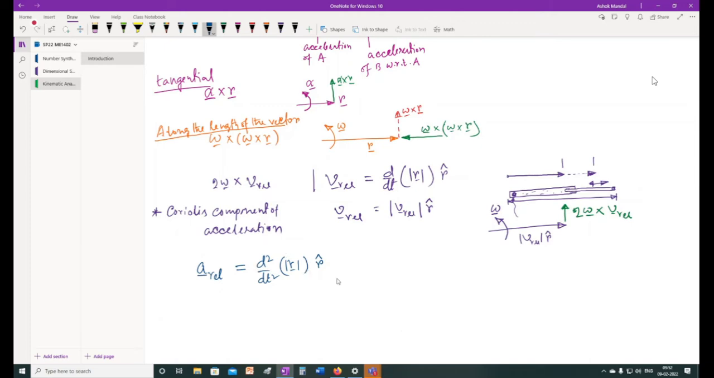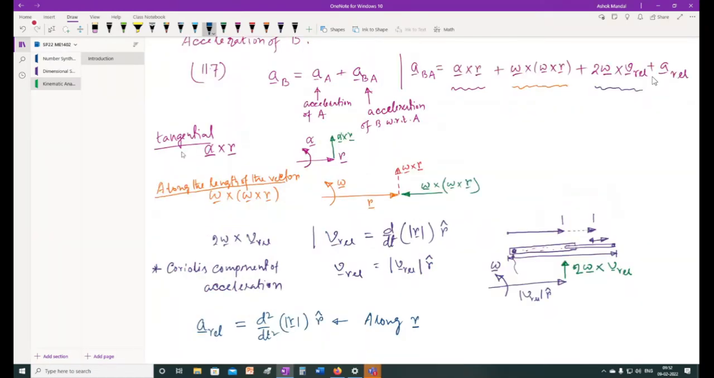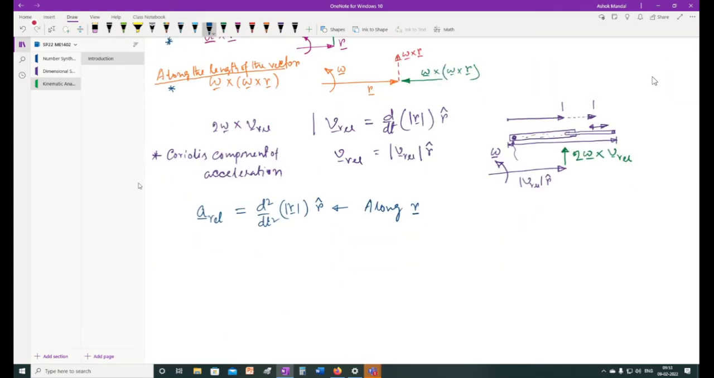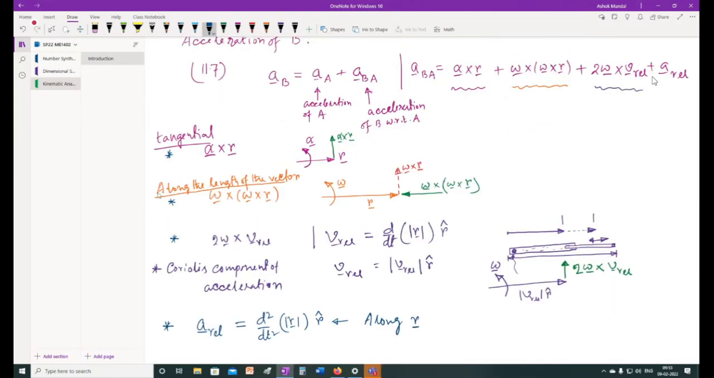What is the direction of this relative acceleration? Along R. Now you see the four components of acceleration. Component number one is tangential, alpha cross R. Component number two is along R, omega square R. This component, again tangential, is called Coriolis component of acceleration. And this is called relative acceleration, which is along R. So there are four components: two of them, this one and this one, are along R, and two of them, this one and this one, are tangential.